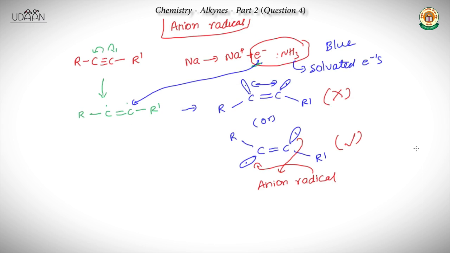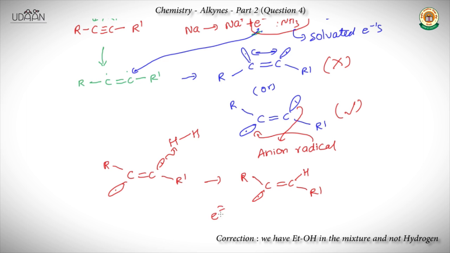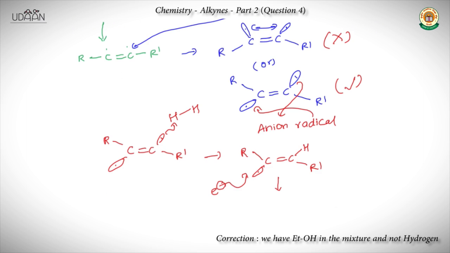And now comes the addition of hydrogen. Okay. C double bond C, negative charge, R dash here, radical here. You have hydrogen in the mixture. This carbanion takes hydrogen and you will get RC double bond H here, R dash here, and a radical here. Now this takes electrons from the solution, and again you're gonna get RC double bond C hydrogen R dash and a negative charge here. And finally this also accepts hydrogen, and you'll end up getting a trans product like the one shown here, RC double bond C R dash H H.